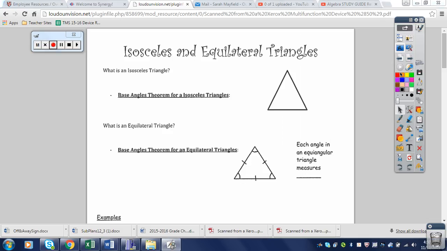Alright, so let's go over some key characteristics about an isosceles and an equilateral triangle. We talked about the main definitions and how to classify them, but let's actually go into some of the properties. So I want you to highlight your title.